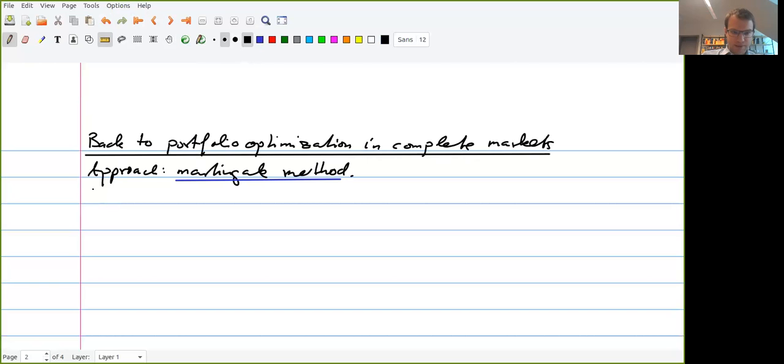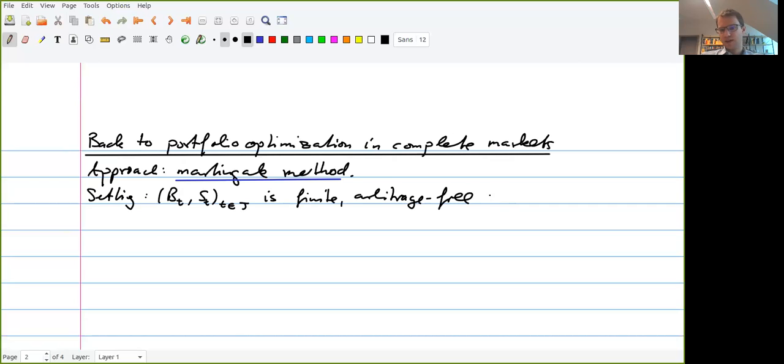So let me recall the setting. Our setting is we have a market, right, which is finite, arbitrage free, and complete. And now we wanted to solve the auxiliary optimization problem.